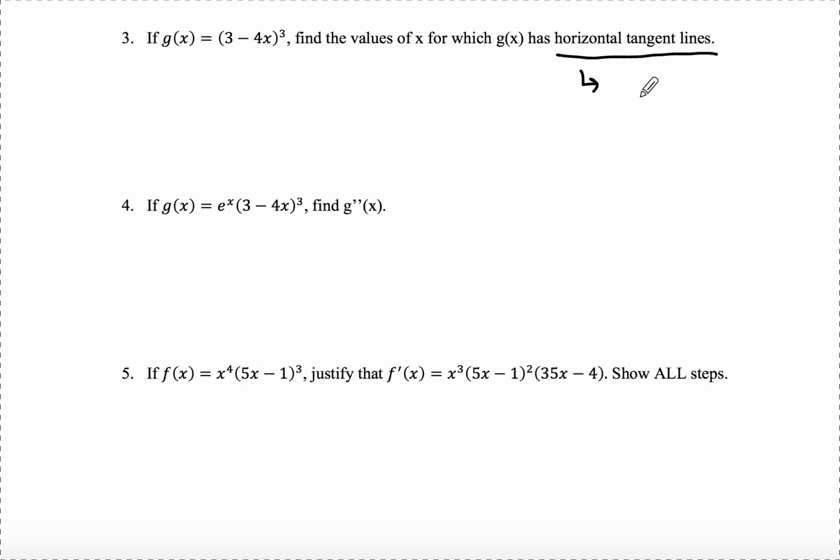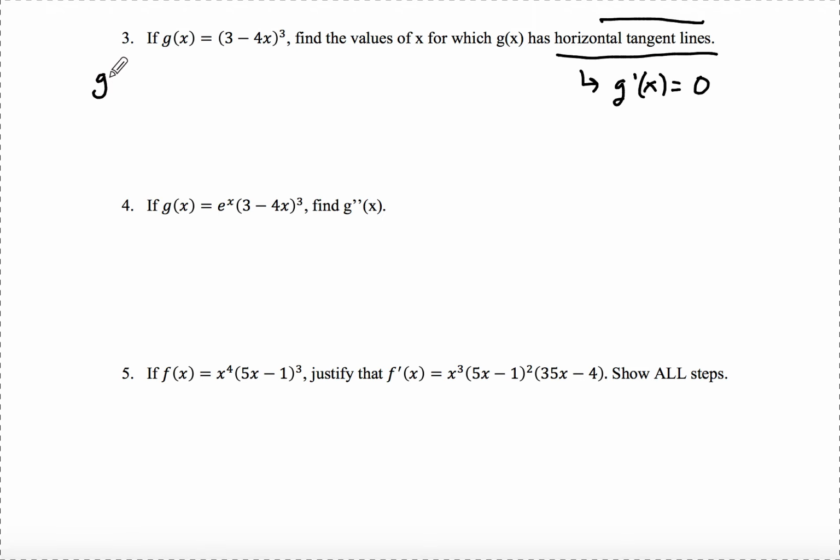Now remember, what does a horizontal tangent line mean for our derivatives? Well, horizontal tangent lines are going to be where the derivative is 0, because if a tangent line is horizontal, it is flat, and the slope of a flat or constant line is 0. All right, so first we've got to find the derivative.